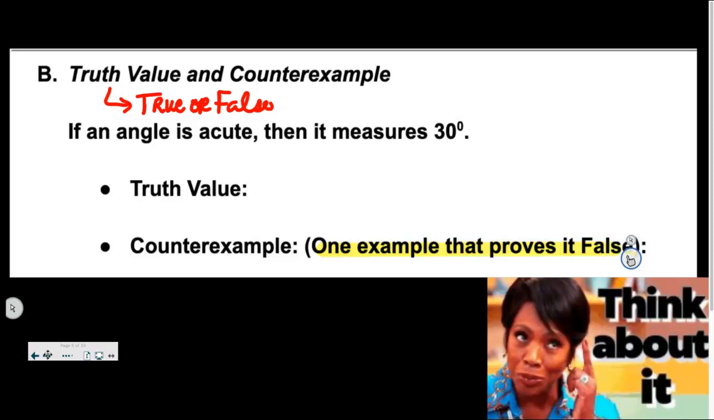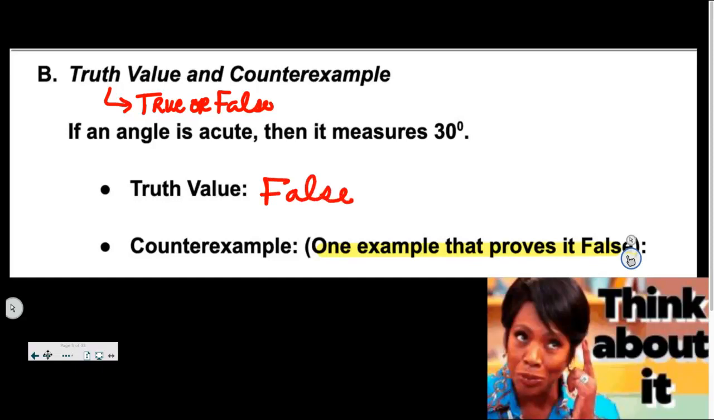So up above it says, I am to find the truth value of this statement. So I'm going to read it. If an angle is acute, then it measures 30. Is that true? If I tell you guys I have an acute angle and I'm holding it hostage behind my back, are you like, oh, she's got 30 degrees? You wouldn't say that. I could have any acute angle. Just because the angle's acute doesn't mean I get to conclude it's 30 degrees. So that would be false.